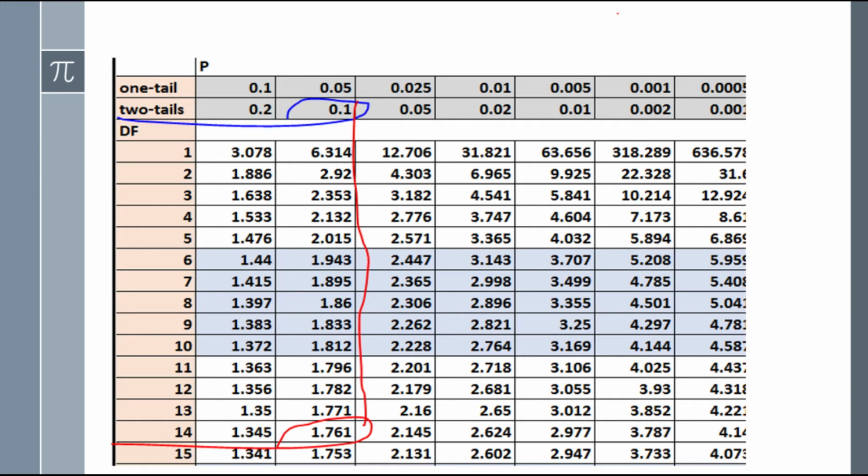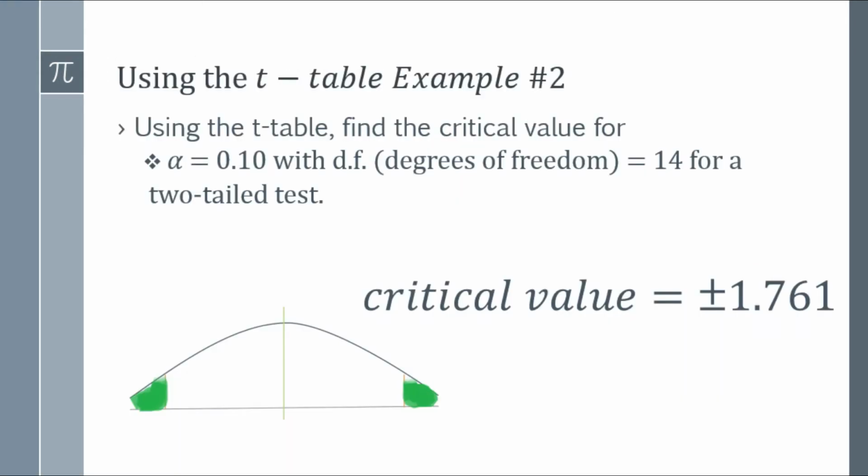We have 1.761. So, ang critical value natin ay plus minus 1.761 kasi two-tailed test to. Isa sa kaliwa, isa sa kanan, isang positive at isang negative.